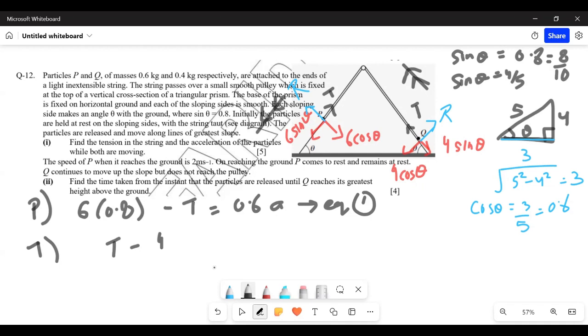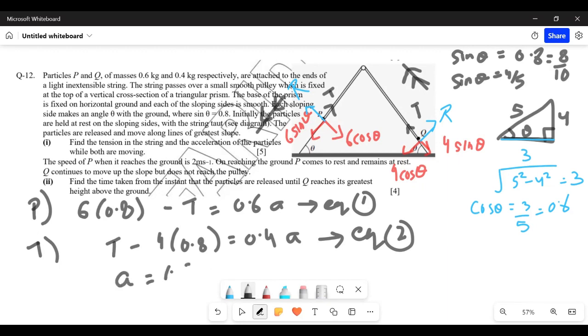I don't think so. Rough surface hasn't been mentioned. Okay. So 4 times sine theta, again 0.8, is equal to mass times acceleration. This is going to be equation 2. You'll solve these simultaneously and get A and T. So I'm just giving you the final answers. A should come out to be 1.6 meters per second squared and T should come out to be 3.84 newtons. Okay, you can do this later. Check these answers later. Let's look at part 2.